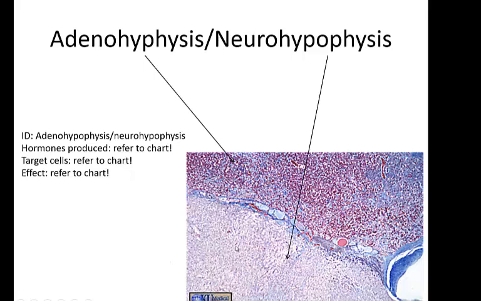So let's talk about some of the hormones that are released here. In the neurohypophysis, we're only going to have two hormones released, oxytocin and ADH. And oxytocin, the target cell for oxytocin is going to be the uterus.